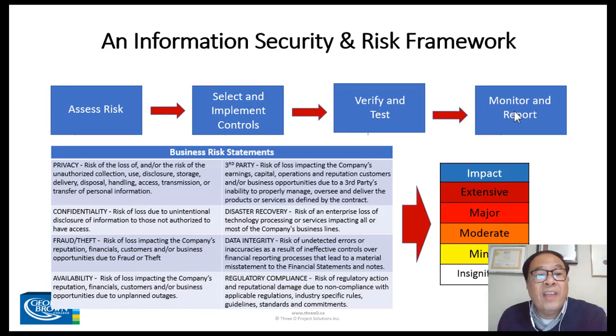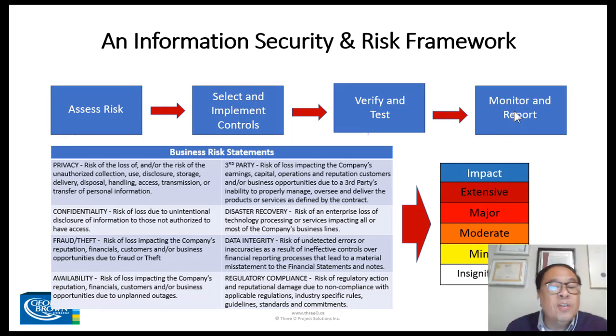And here are the areas of the business risk statement. So you see that in this particular framework, in this particular company, they are interested in the privacy risk, confidentiality risk, fraud and theft risk, availability, third party, disaster recovery, data integrity, and regulatory compliance. So based on this risk assessment process, they would define the level of risk. Is it extensive? Is it major? Is it moderate? Is it minor? Or is it insignificant?